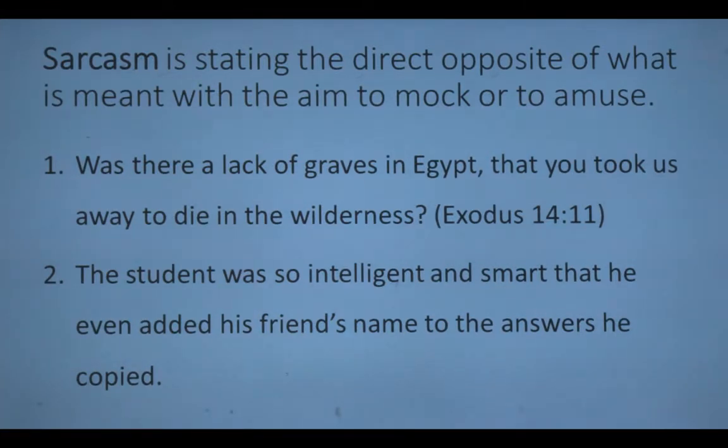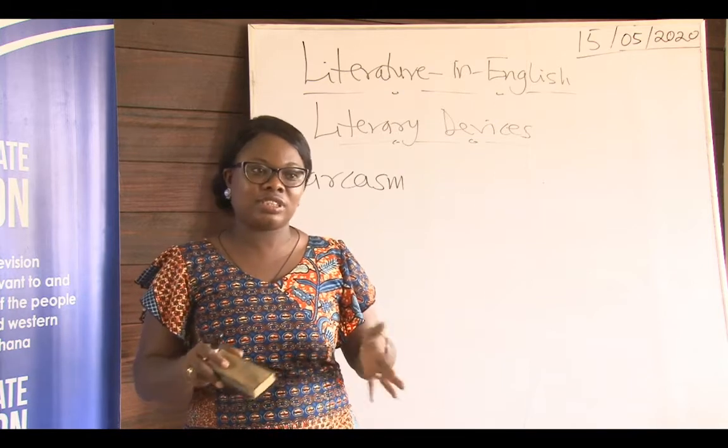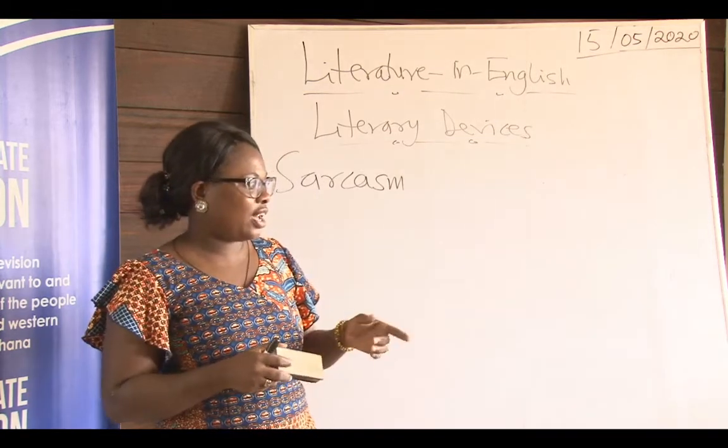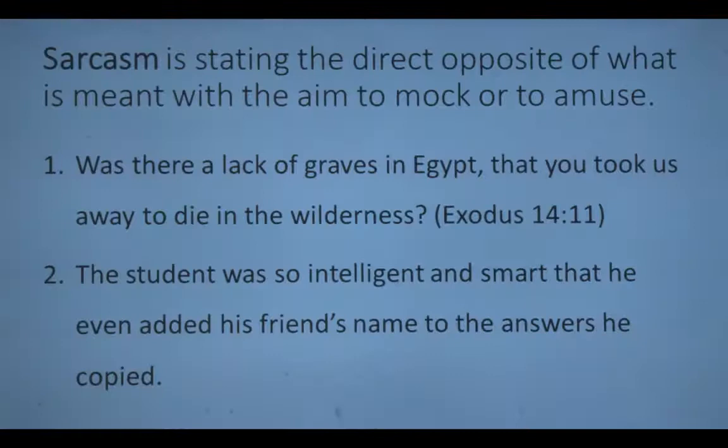If they should die in Egypt, they can be buried. But here, they are asking Moses, is it that there are no graves that you're taking all of us here to come and die in this wilderness? So here, we realize that he's stating the direct opposite, just to insult Moses or to mock him, that whatever he has done helping them to get away from Egypt has come to nothing. He hasn't done anything helping them, taking their present situation.